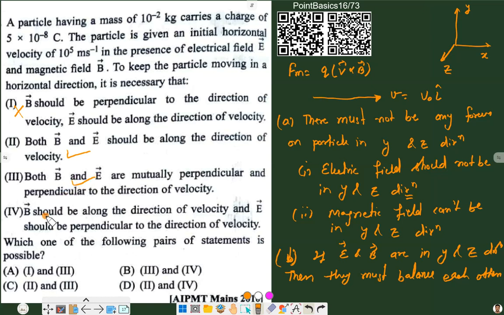And fourth option, B should be along the direction of the velocity and E should be perpendicular to it. Again, that's wrong. Either both parallel or both perpendicular. So 2 and 3 are possible. That is option C. So option C will be the right answer here. Moving to the next one.